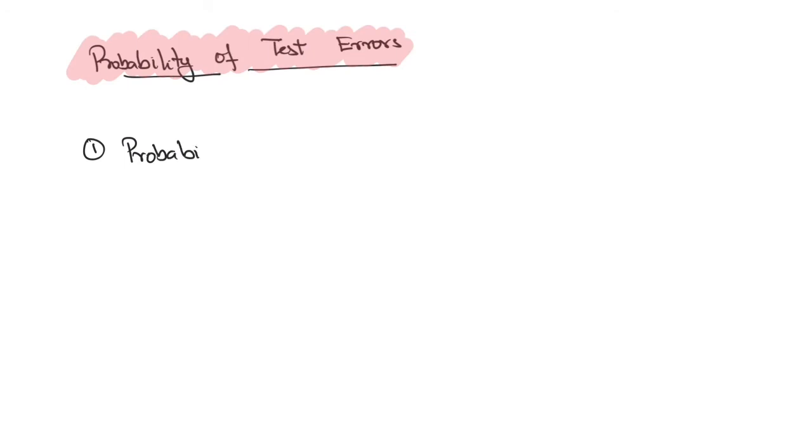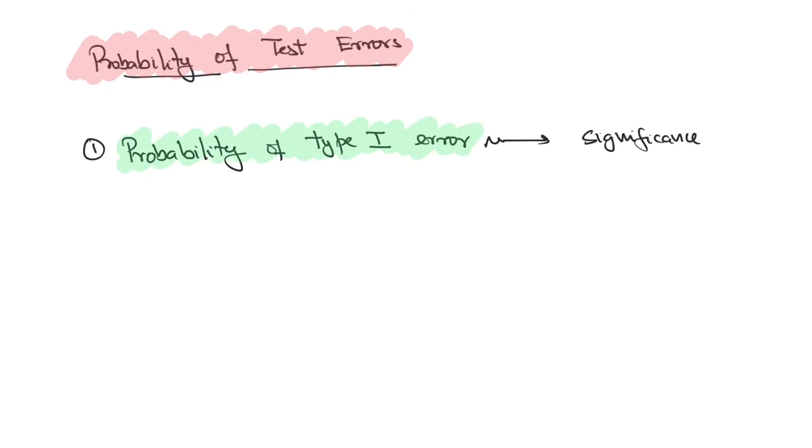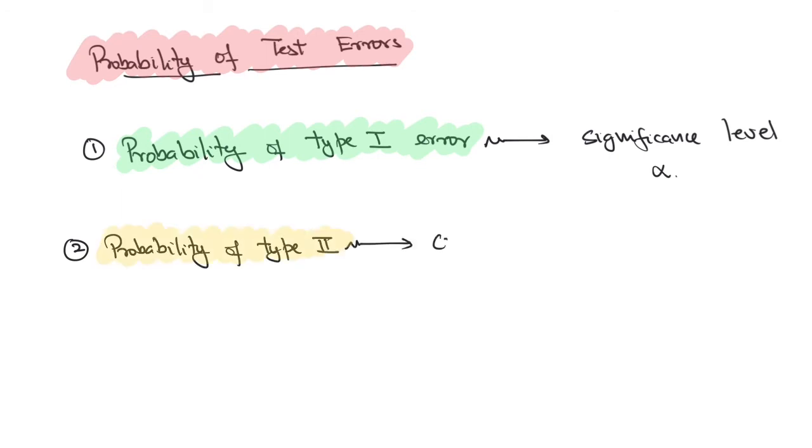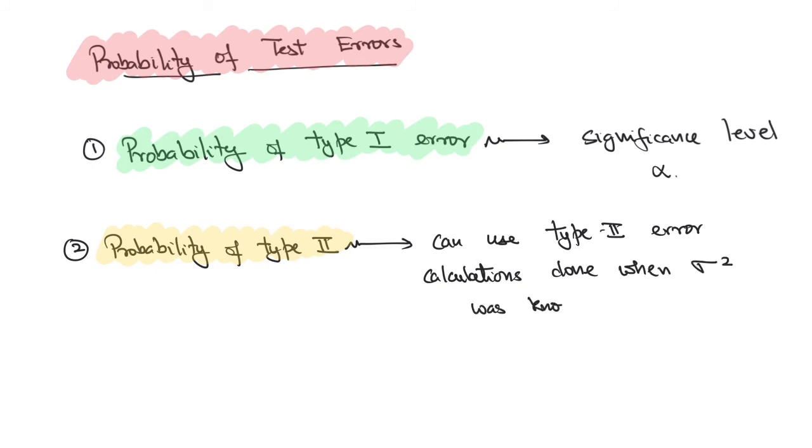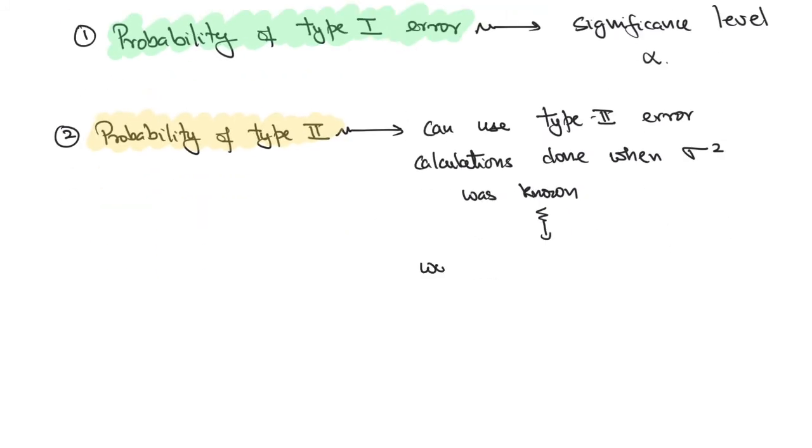We would want to understand the probability of making testing errors. Recall that the probability of making a type 1 error is going to be the significance level alpha. The probability of making a type 2 error is going to be a little complicated. However, in this setting, we can use the type 2 error calculations done when the population variance was known. In this setting, we will have to work with a plausible value of sigma.